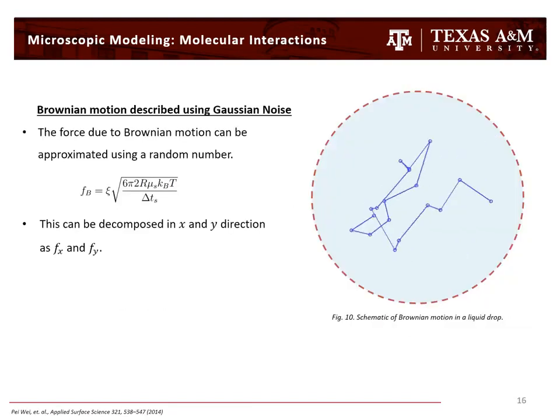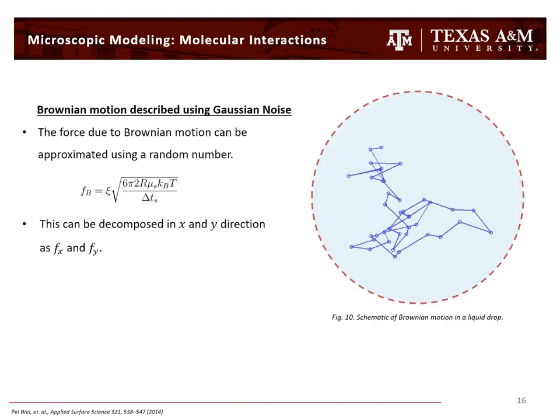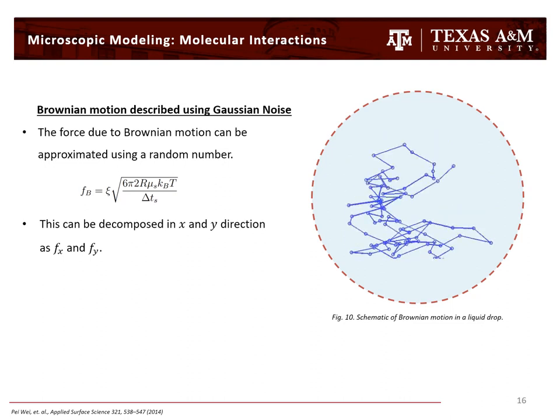Then as we start to look at the molecular scale, we realize that one of the interactions available is going to be the Brownian motion. So the quantum dot particles, which are shown here in a droplet, can show Brownian motion and they can randomly move around in the solution. And this can be modeled using a Gaussian noise as shown here. And then we can decompose the Gaussian noise in an X and Y direction.